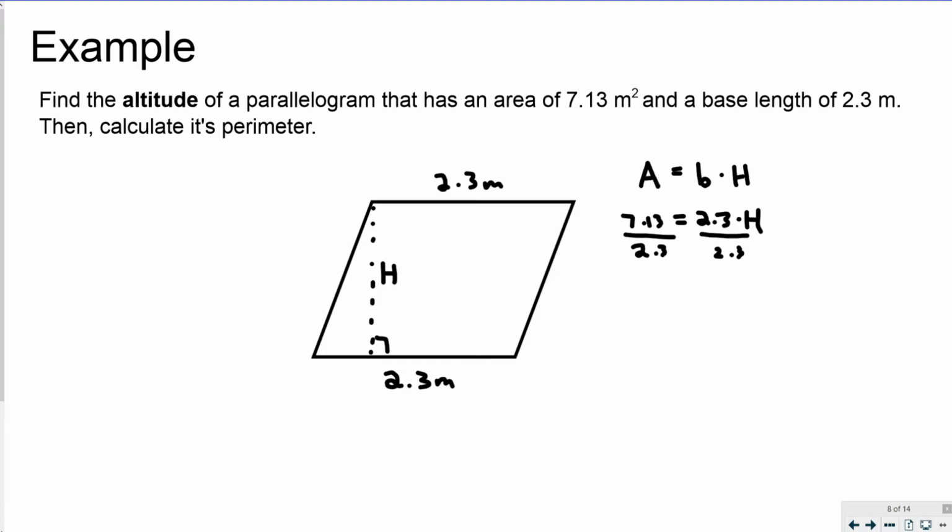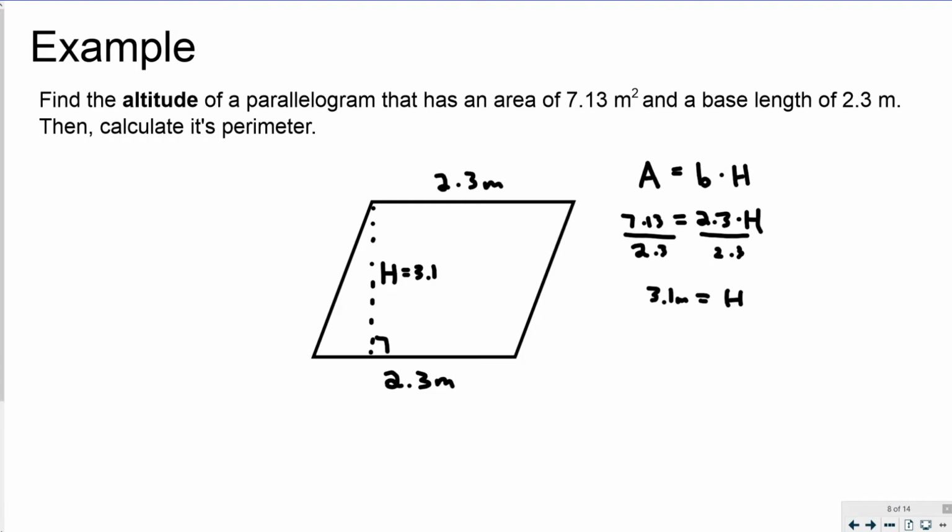And then what's going to happen is I'm going to get h on this side. And on the right side of the equation, I'm going to get 7.13 divided by 2.3, which is 3.1 meters. So h equals 3.1.